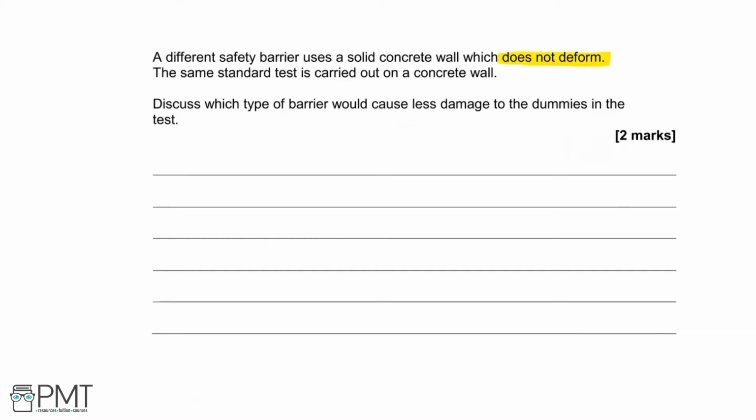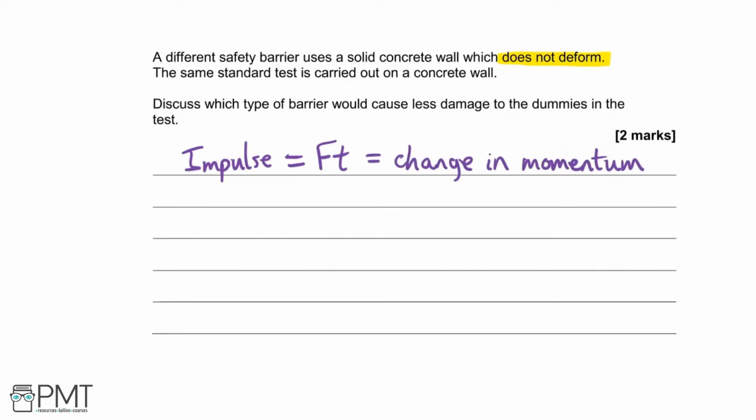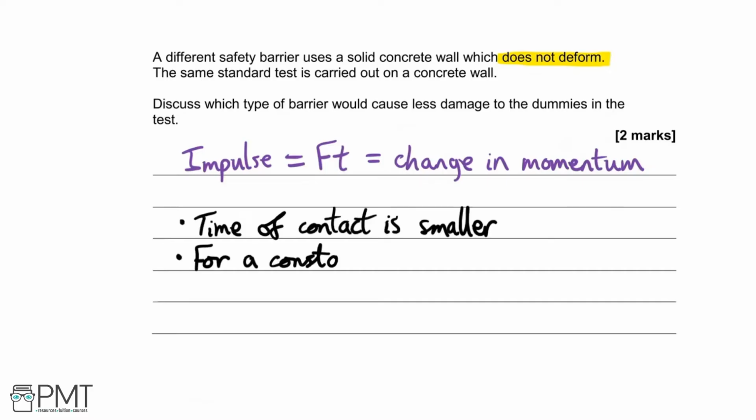Now what that means is on that concrete wall, the car is going to be in contact with the wall for less time. Now in terms of impulse, which is equal to force times time, if that amount of time is shorter, that means for the same impulse, because it's the same change in momentum, we're going to get a larger force. So actually the concrete wall would be worse. So therefore the steel barrier is better.